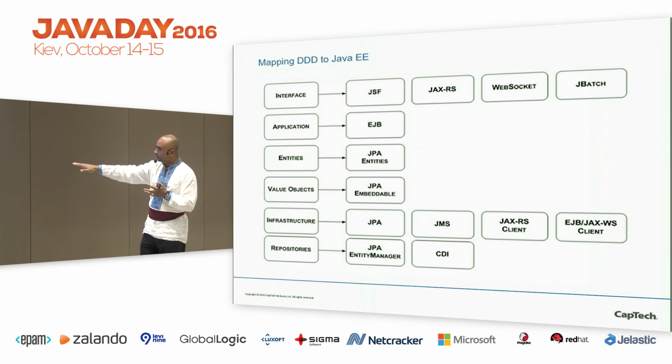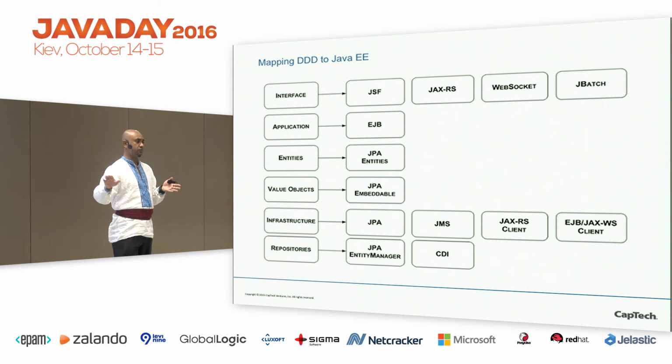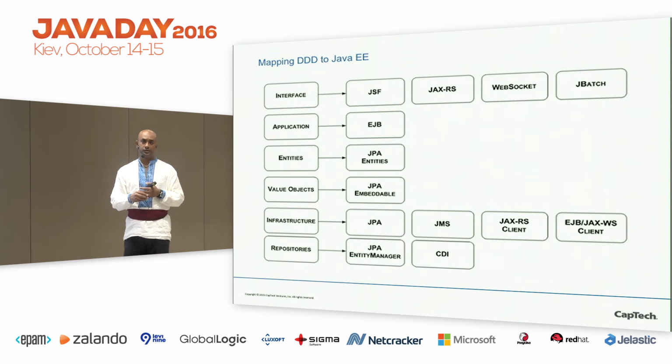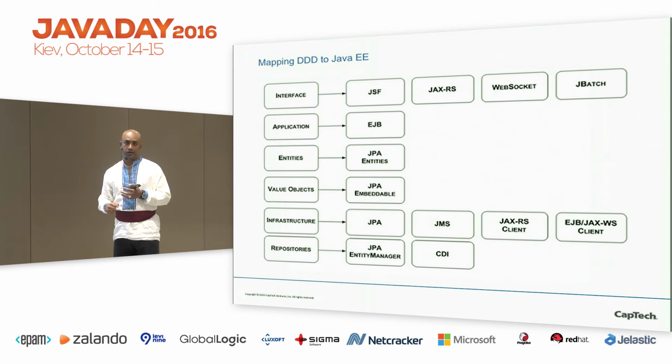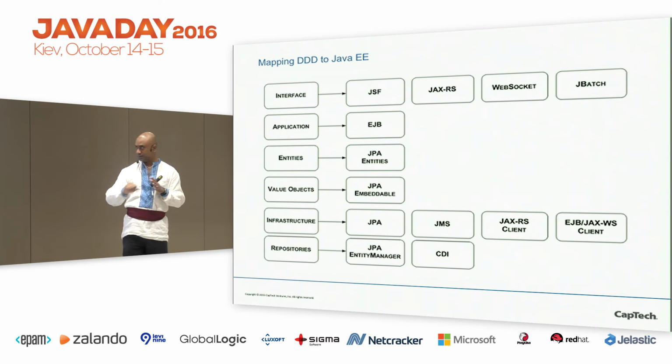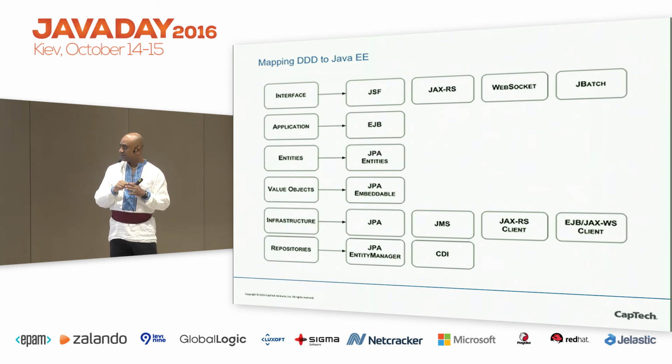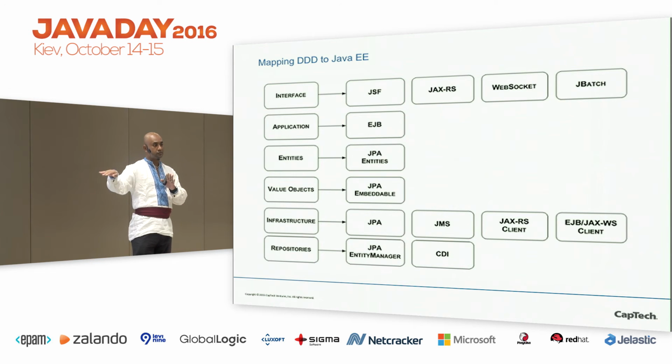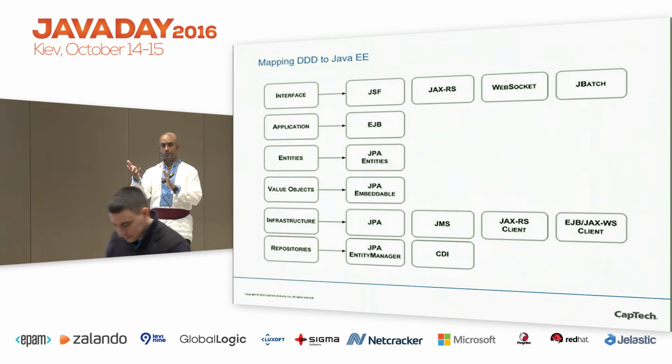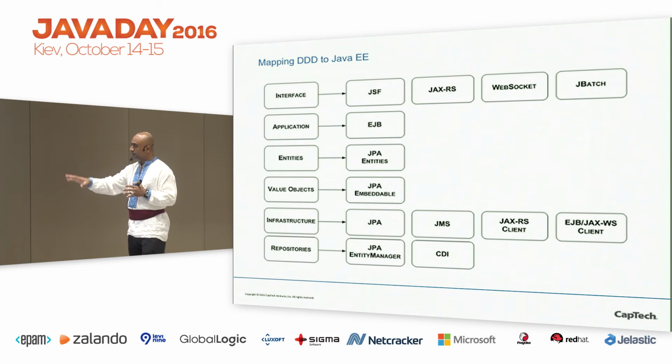Similarly, the infrastructure bit is going to be pretty much all of Java EE. So anything that gives you some kind of container services, bits of infrastructure. Some specific examples would be things like JPA, which gives you access to your database, JMS, to your message-oriented middleware, a JAX-RS client, an external JAX-RS endpoint, an EJB or a JAX-WS client. Again, these are all bits of infrastructure, things you are calling outside of your system that you are consuming.